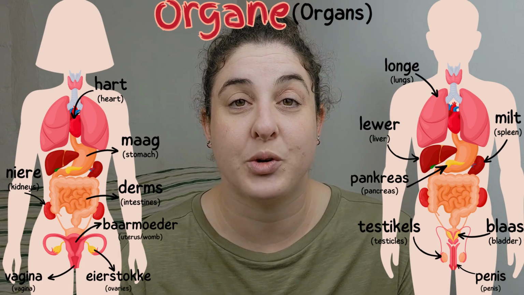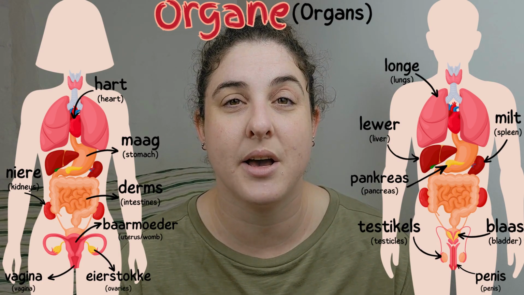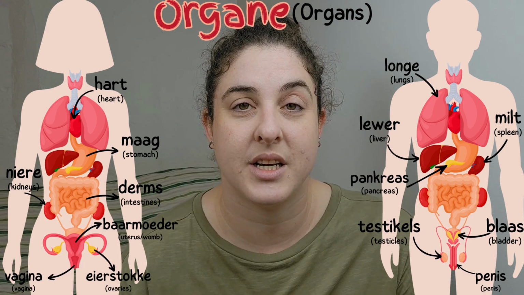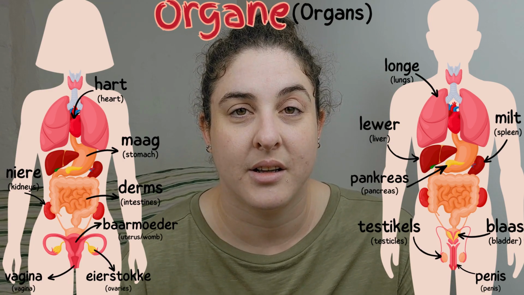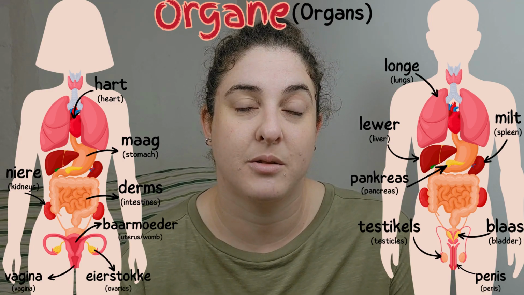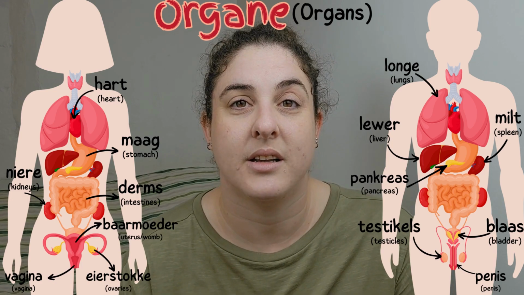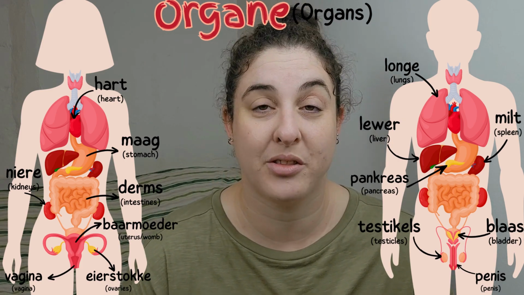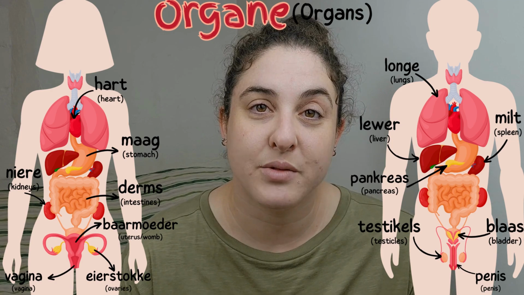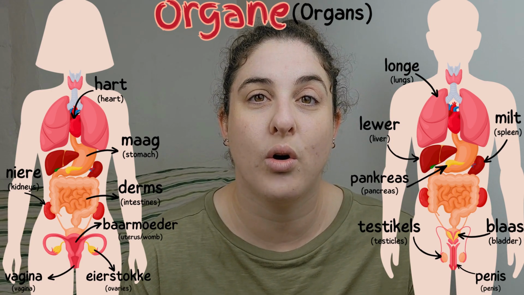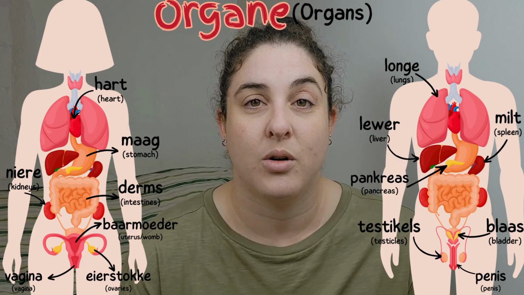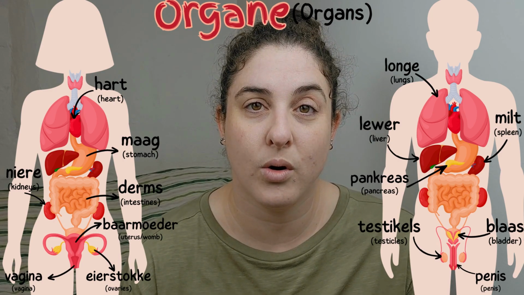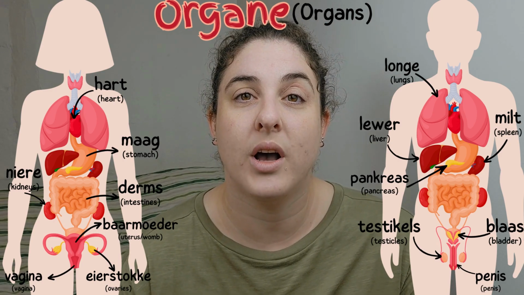And then we're looking at your kidneys, which is niere. The singular, if you're looking at one kidney, is just nier, without the E. So plural, niere, singular, nier. And then we move on to the man on the right, looking at his lungs first, which in Afrikaans is longe. One lung is just long, two lungs, longe.